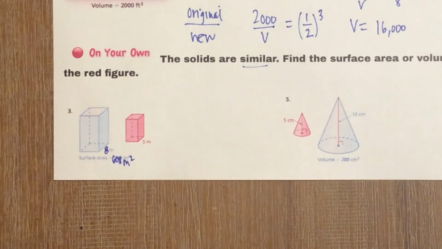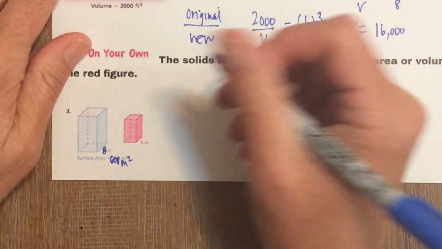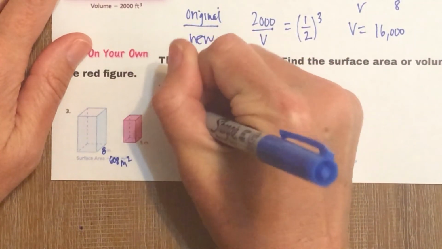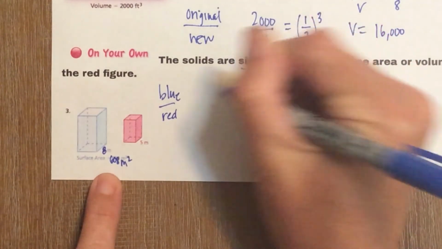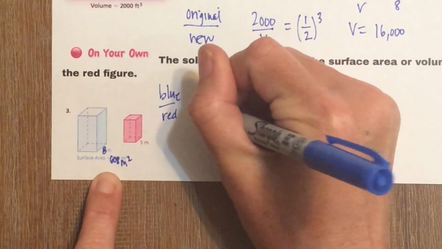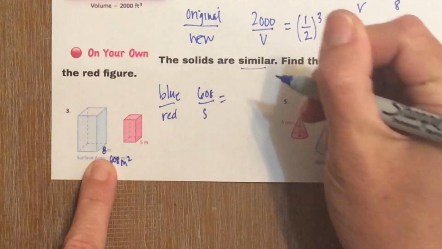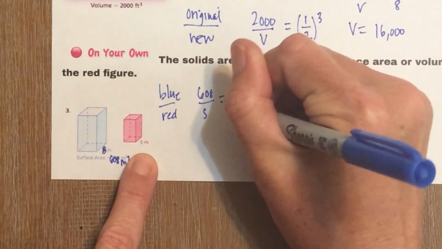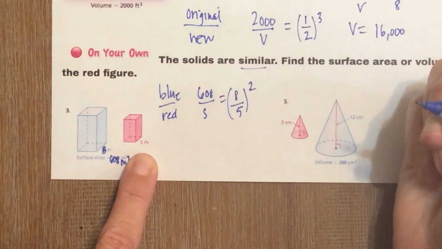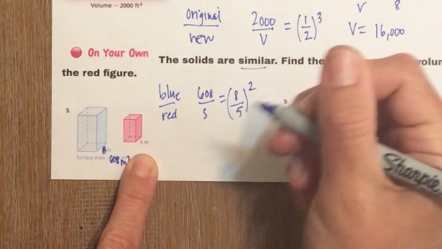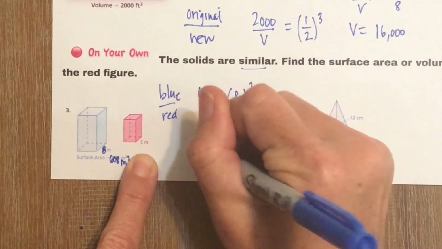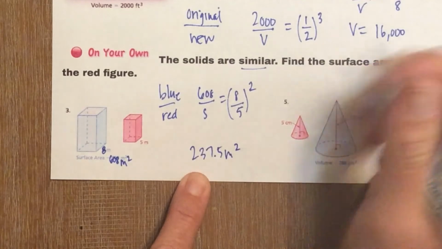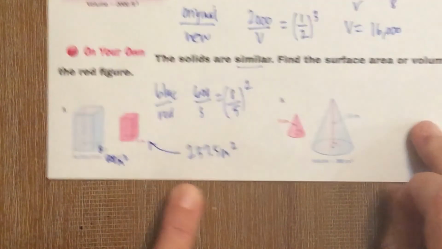All right, I hope you tried them. I'll show you the setups and then I'll give you the answer. We could do blue over red. Okay, so the surface area of blue is 608. I don't know the surface area of red. The dimension provided for the blue one is 8. The red dimension is 5. It's area, so we have to square them. Okay, so that's the setup. The answer is 237.5 meters squared. So that's the surface area of our red figure.